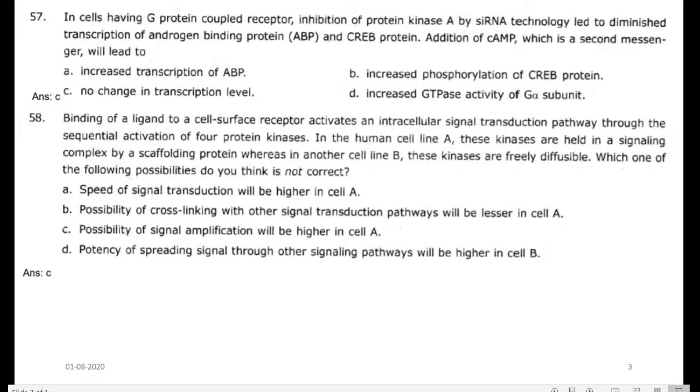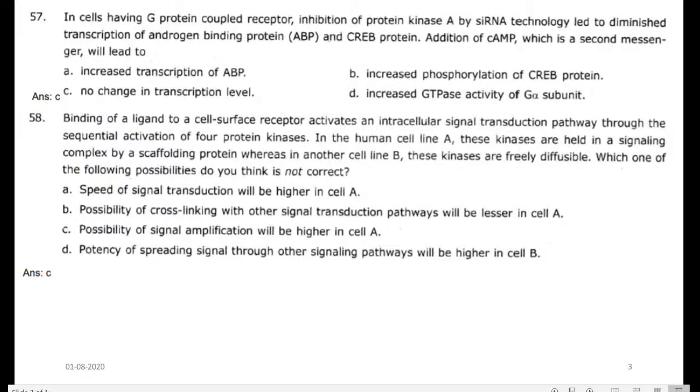So, in G protein coupled receptors, inhibition of protein kinase A, which is a major compound playing a role in the cell, by siRNA technology leads to diminished transcription of androgen binding protein and CREB protein. Two processes are changed with the androgen binding protein and the CREB protein. So the proteins are changed by the siRNA technology.